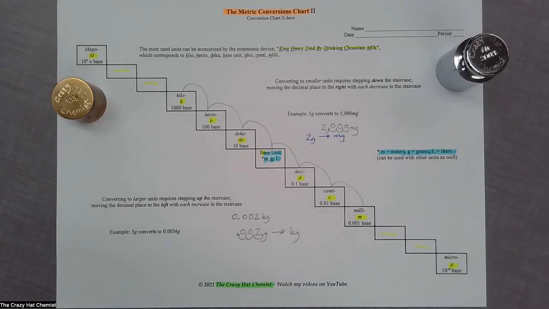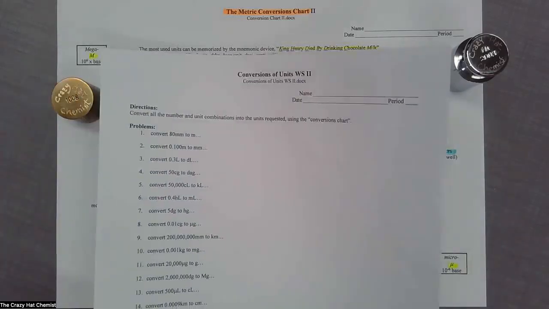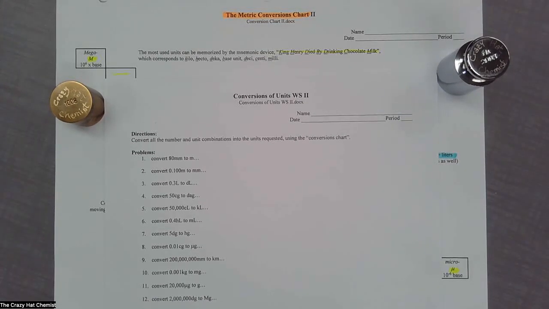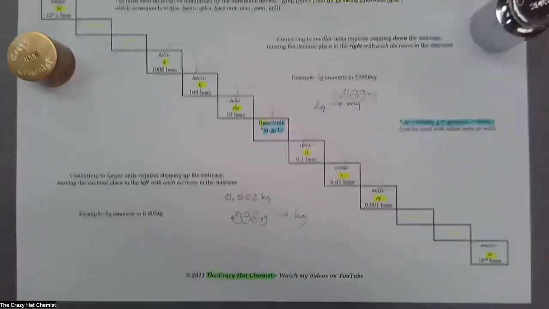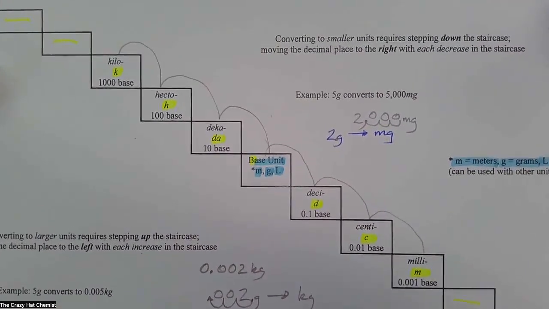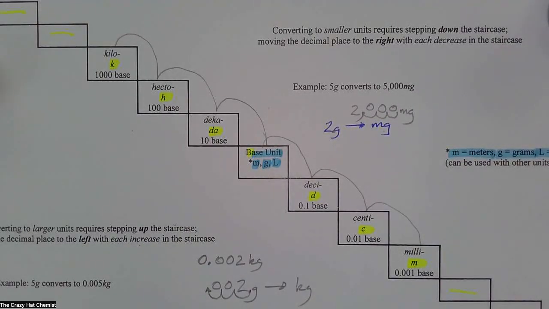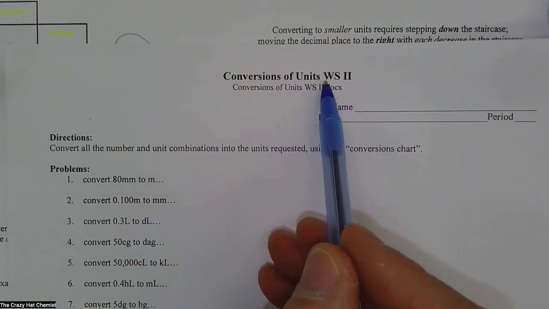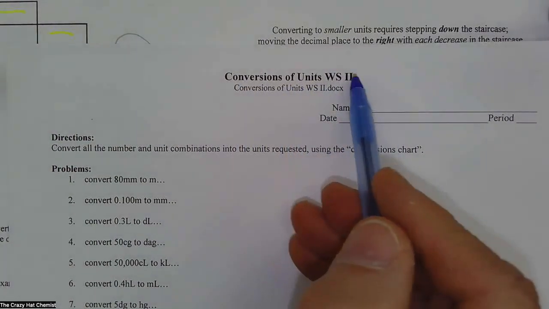And let's move our little weights off to the side a little bit, and here we go. So what I'm going to do is zoom in on this so that we can see the vast majority of this conversion here, and so that you can see the problems a little bit bigger as well. All right, hopefully that works for you. All right, awesome. So this is conversions of units worksheet number 2.